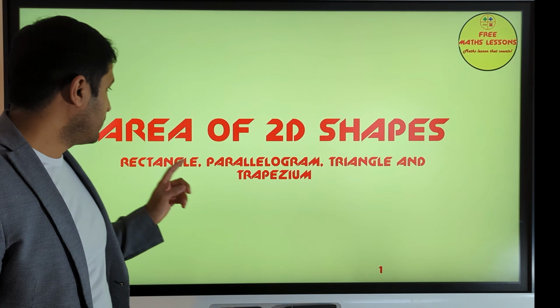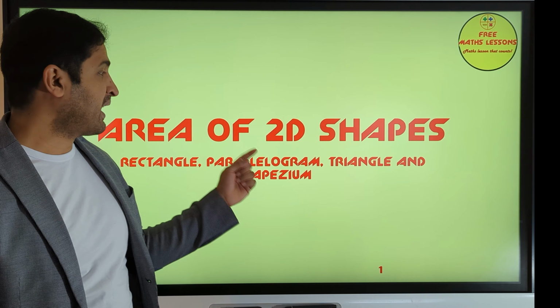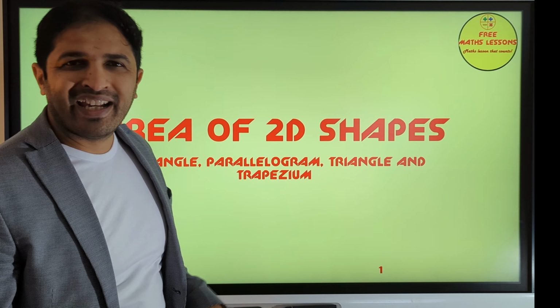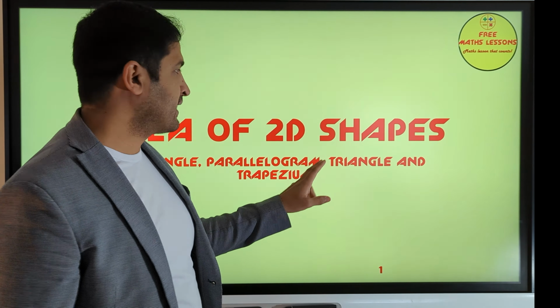And in there we're going to be looking at area of rectangle, parallelogram, triangle, and trapezium, okay? And we're going to throw in kite as well, okay? So without delay, let's get started.